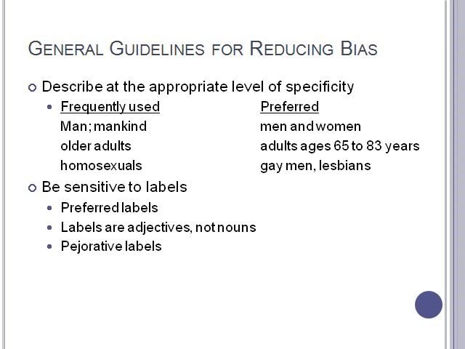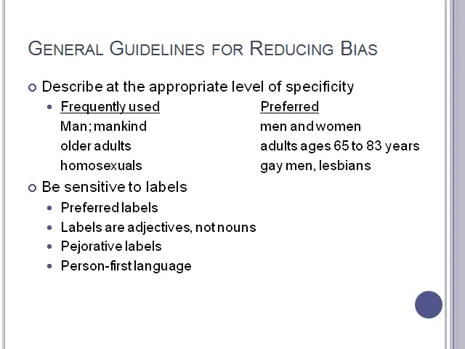You want to avoid using pejorative labels. So talking about a group of individuals with dementia of the Alzheimer's type, you wouldn't talk about them as the demented group. It has too much of a negative connotation. You need to find another way to say that.